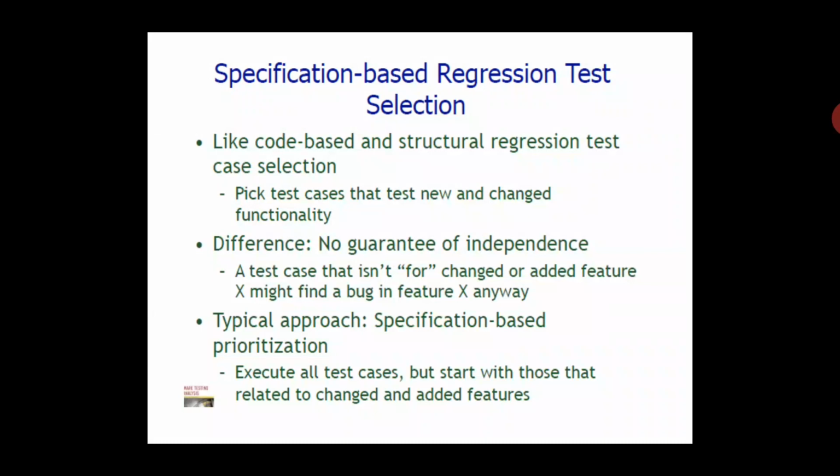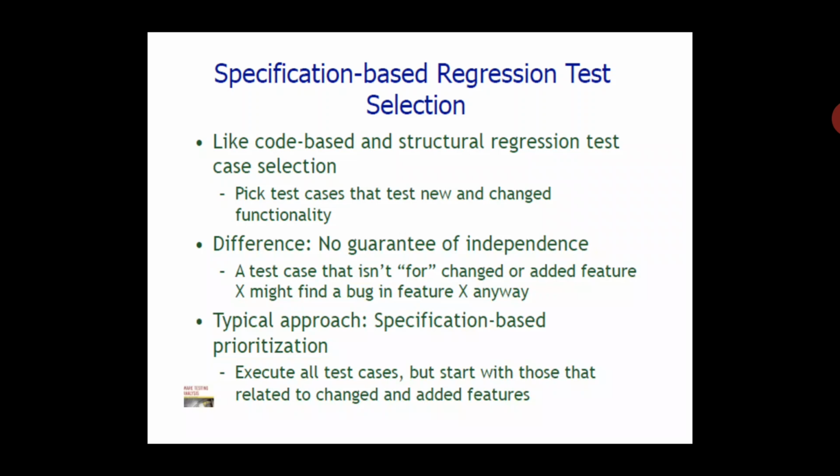Specification in the sense of the initial functionality we mentioned in the requirement and specification document. So what is the difference? Here there is no guarantee of independence since it depends on the specification. You can't say it is independent, right? A test case that is not for the changed or added feature X might find a bug in feature X anyway. If you added a new feature, call it X, you may find some bug in that particular feature. That's why there is no guarantee of independence here.